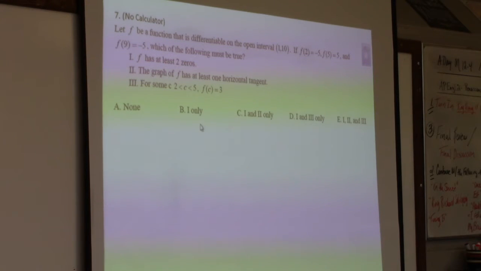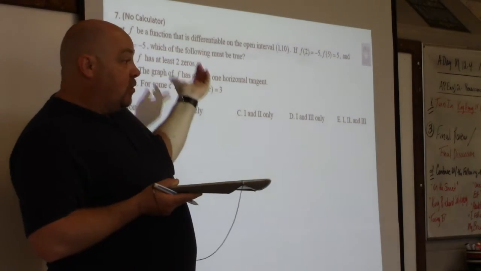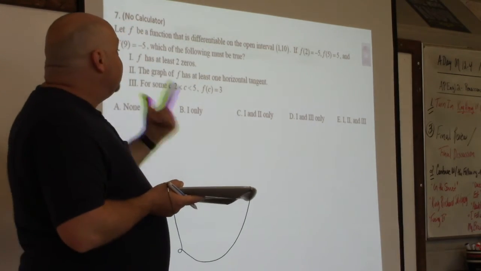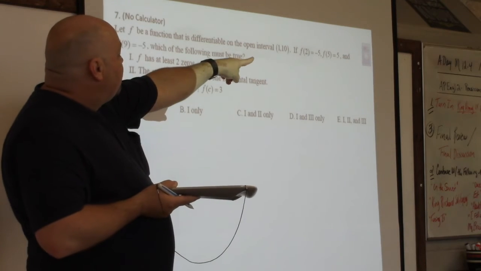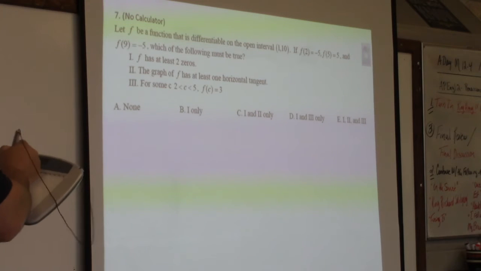All right, does f have at least 2 zeros? It has to. Why? Because it goes positive to negative, then negative to positive. It goes negative to positive and positive to negative, and which one of our theorems tells us that we have to have 2 zeros? Intermediate value theorem, because we're changing signs, right? And it's differentiable and thus continuous. So it is continuous, and it goes from negative to positive and positive to negative, which means it crosses 0 2 times. Yes, that one works.